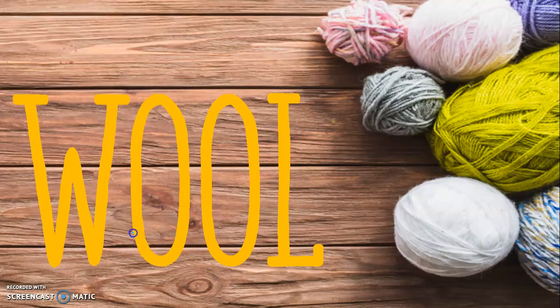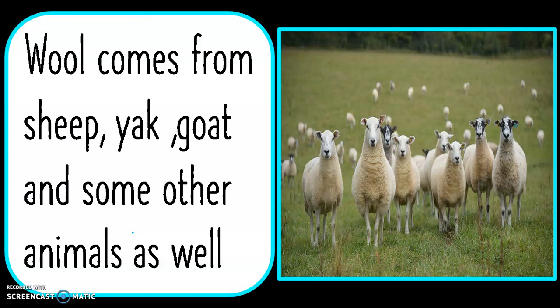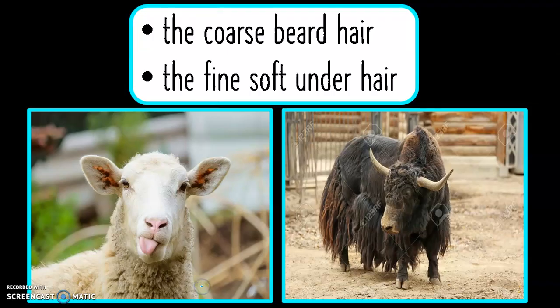So let's talk about wool now. Wool comes from sheep, yak, goat, and some other animals as well. In the sheep, there are two types of breeds that have different types of hair. The first type of hair is the coarse beard hair, and the second type is the fine soft under hair. The fine soft under hair is used for the wool.